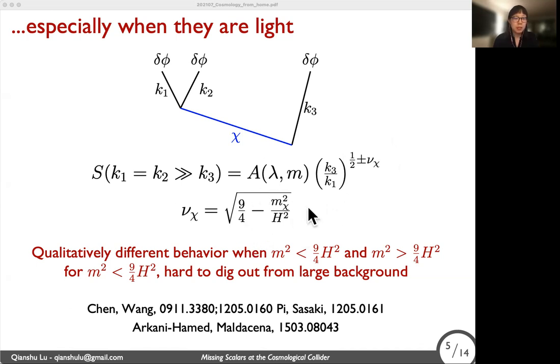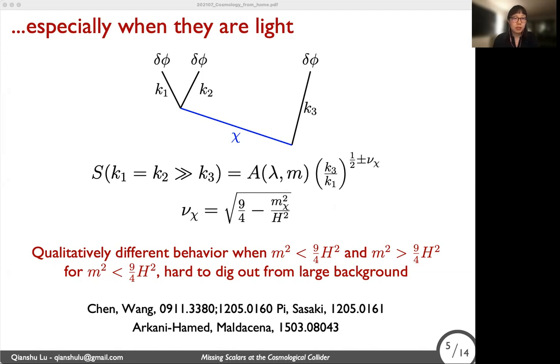But when the intermediate particle is light, it becomes much more difficult to dig the power law behaving signal out of the large power law behaving background. So this is why light scalars are more difficult to detect through cosmological collider signatures than heavier scalars, and hence why we're calling them missing.